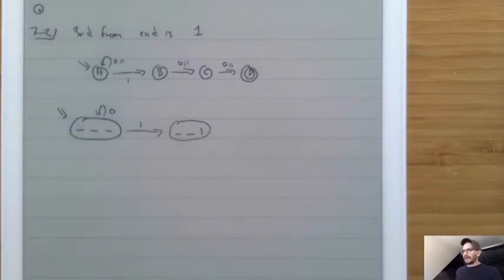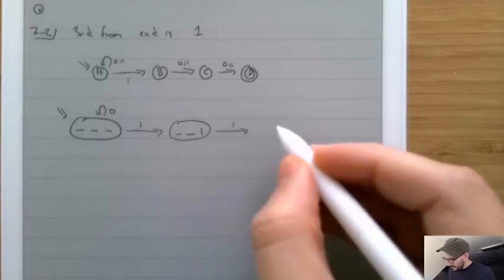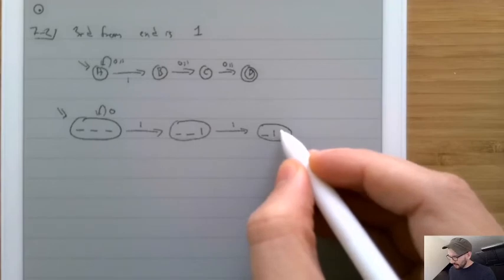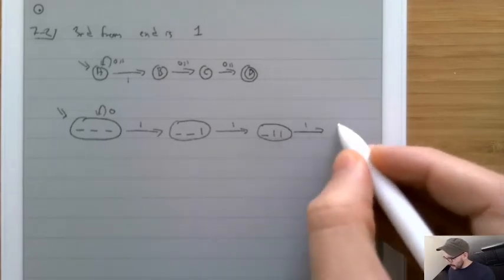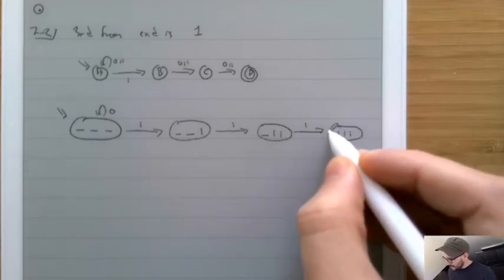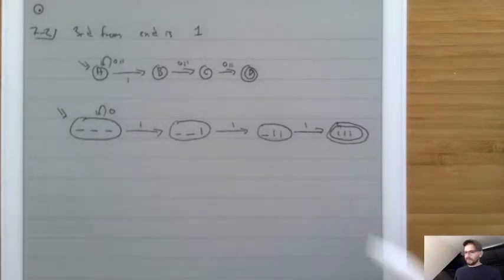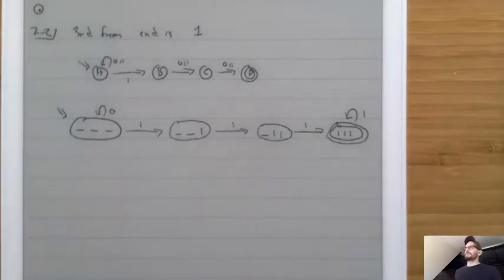Okay? Now, what if we saw another 1? Well, we saw another 1, and that means that 3 ago there was something, then there was a 1, then there was a 1. And if we saw another 1, then that means that we had a 1, 1, 1, and then this should be an accepting state because 3 times ago we saw a 1. Now if we saw another 1, then we would stay in this state right here and we would loop.